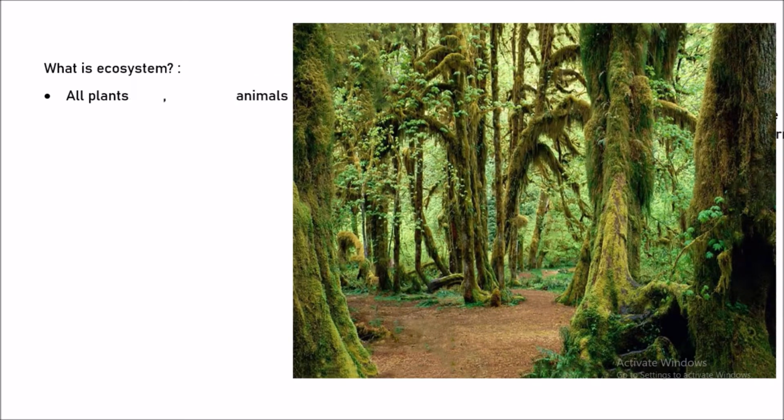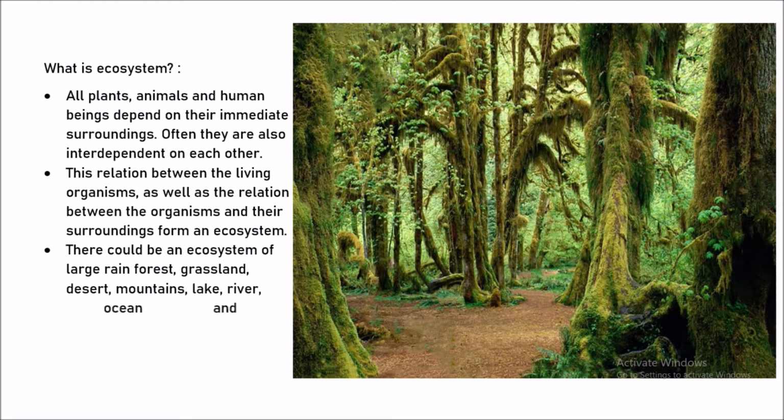Welcome to session 4. In this session, we'll be looking at what is an ecosystem. All plants, animals, and human beings depend on their immediate surroundings. Often, they are also interdependent on each other. This is what we learned till now. All plants under the biosphere, animals biosphere, all living things biosphere, then surroundings: land lithosphere, water hydrosphere, atmosphere, air. So all these are immediate surroundings for all of us, and we all know it very clearly.